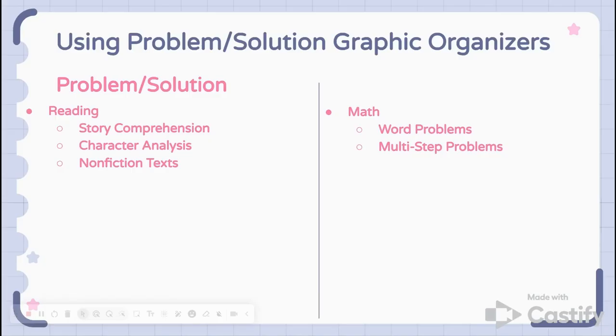Or maybe in math, utilizing the problem solution graphic organizer for solving word problems. For example, Mary has 5 apples and gives 2 to John, how many are left? Map out what the problem is, 5 apples and 2 gone, and the solution involves subtraction. Or in multi-step problems, use it to break down complex problems into smaller parts, like planning a party budget.